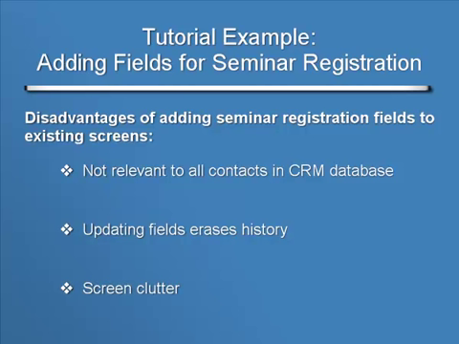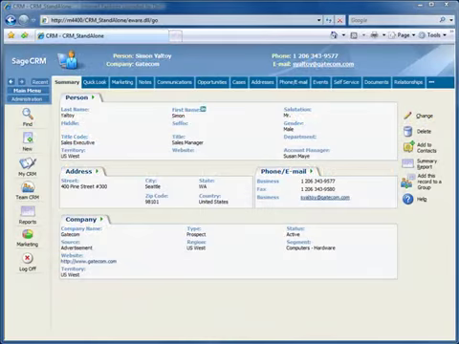A better way to record this information is to use the Key Attributes feature in Sage CRM. In this tutorial, we'll take a look at how key attributes could be used to record the seminar information, and then we'll show you how to set up the key attributes that we used in our simple example. So let's jump right in and take a look.